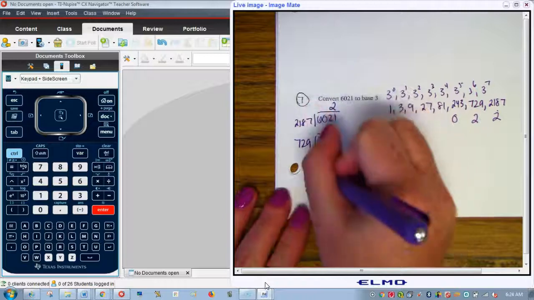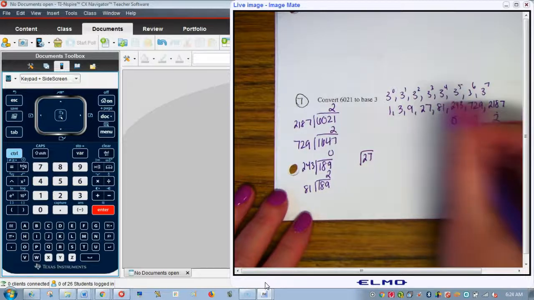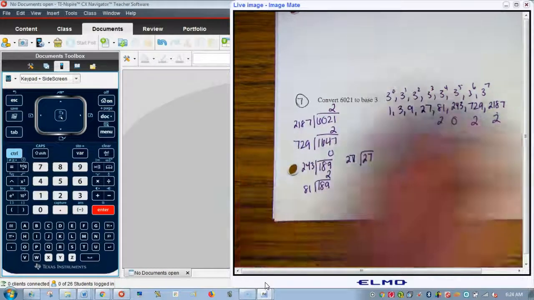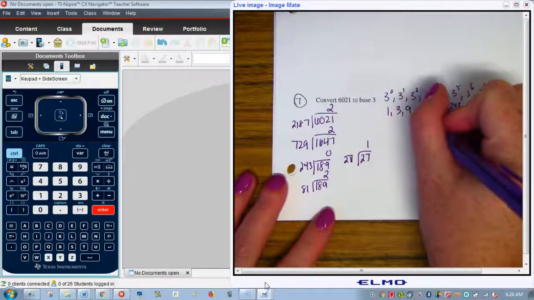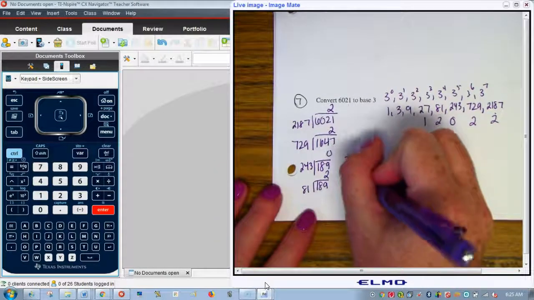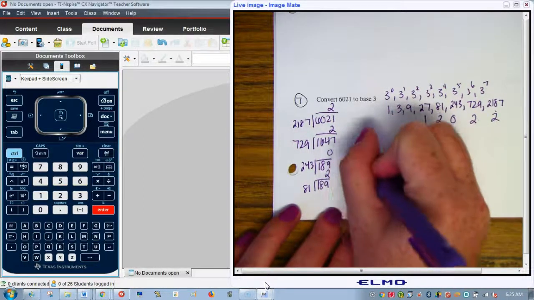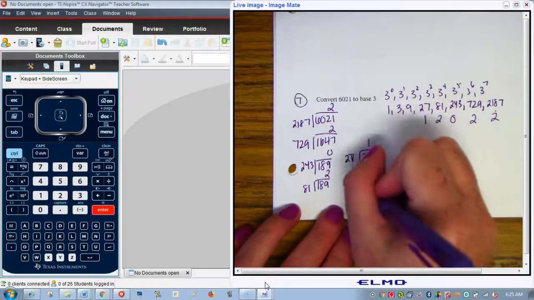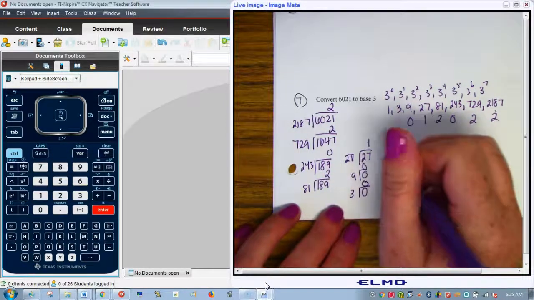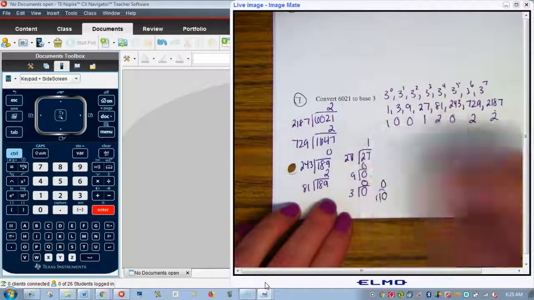So this went in 2 times. My remainder was 27. So I take 27 and I divide it by 27. Well, 27 divided by 27 is going to go in 1 time, and I'm going to have a remainder of 0. So if I divide 0 by 9, that goes in 0 times. I have a remainder of 0. I divide 0 by 3, that goes in 0 times. I have a remainder of 0. 0 divided by 1 goes in 0 times.